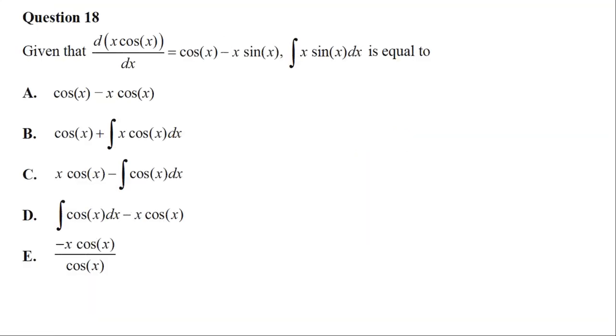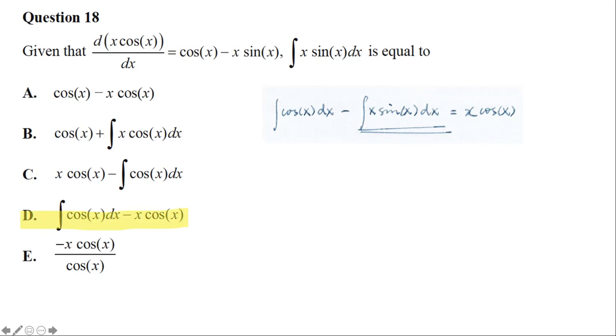Question 18. Given that the derivative of x cosine x is cos x minus x sine x, we want to find the antiderivative of x sine x. So you just need to integrate each term in that equation, and you will get cosine x antiderivative minus x sine x antiderivative. That equals x cos x, because if you antiderive this term, it will cancel d dx. And rearrange it, you will get option D as your correct response.